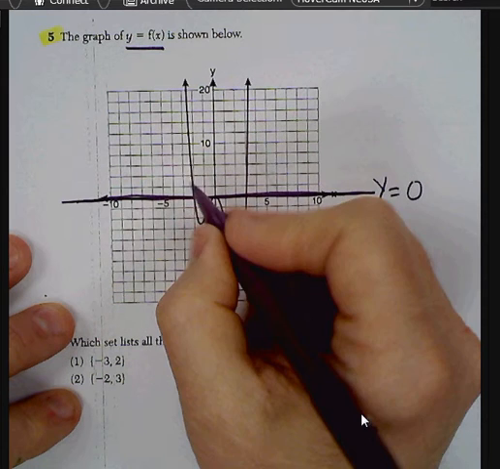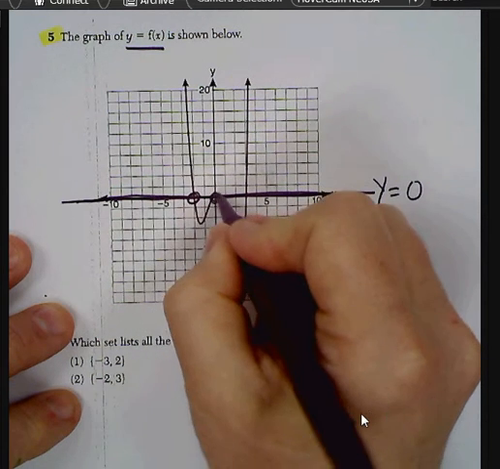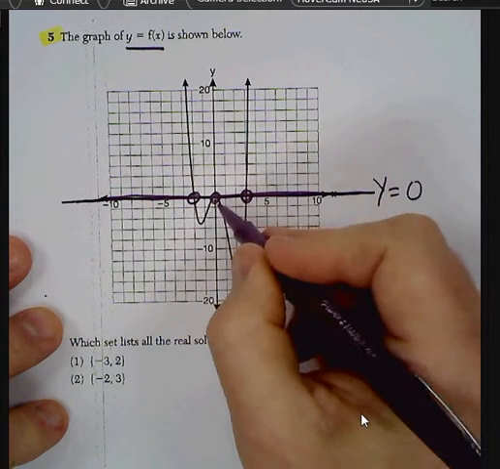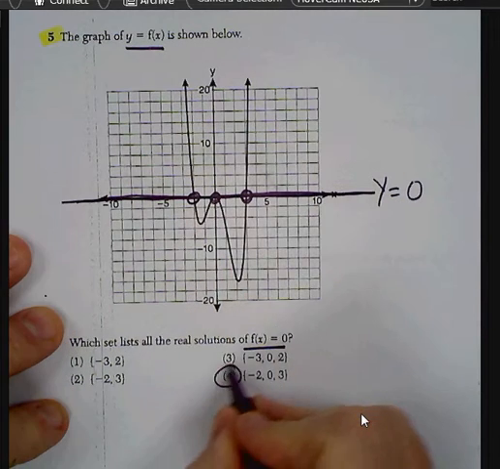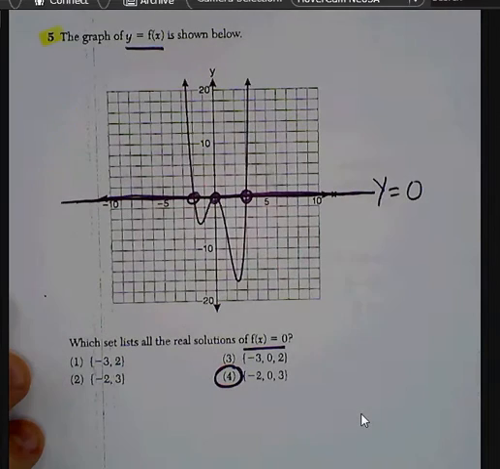So can we determine the points of the graph? Absolutely. There's 1, there's 1, and there's 1. That's -2, 0, and 3. Those are my solutions to the graph. It was that easy.